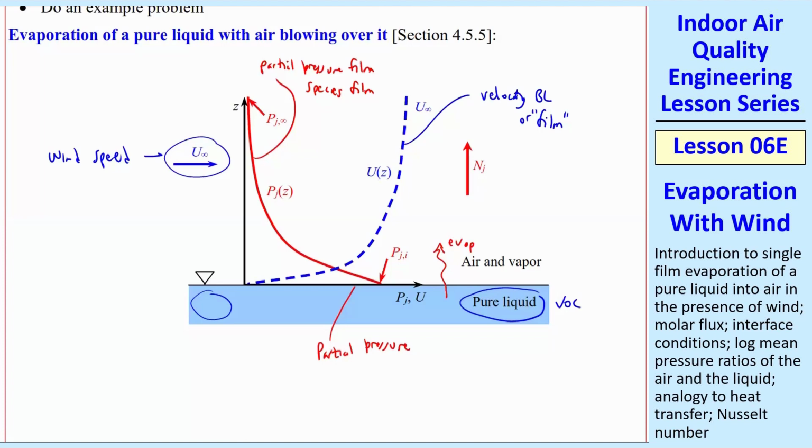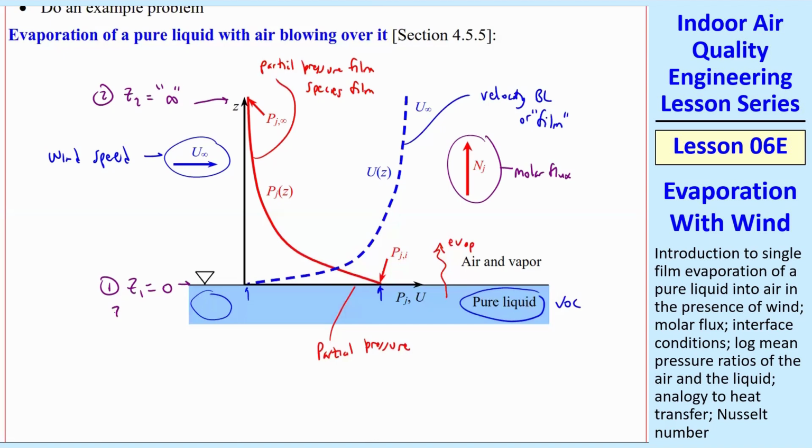We're plotting partial pressure of the species. It starts at vapor pressure just like it did previously, and it goes to close to zero at infinity. We're going to define coordinates. So Z1 is at the interface, the surface of the liquid. 2 is out here at infinity from a boundary layer point of view. In other words, we're very far away from the surface. We'll call it infinity. And then, of course, NJ is the molar flux, just like it was defined previously.